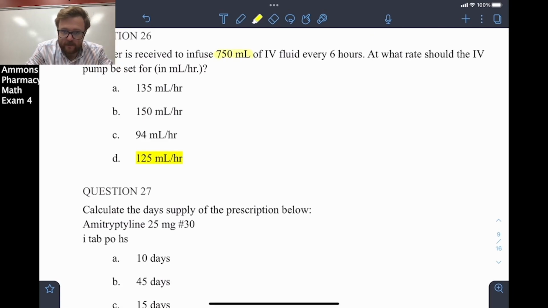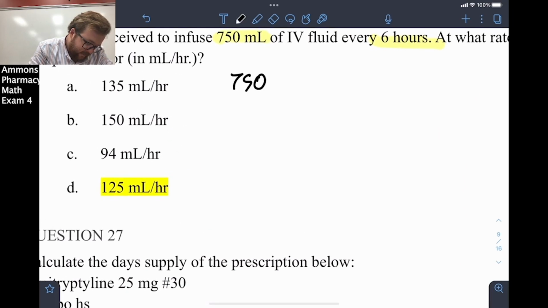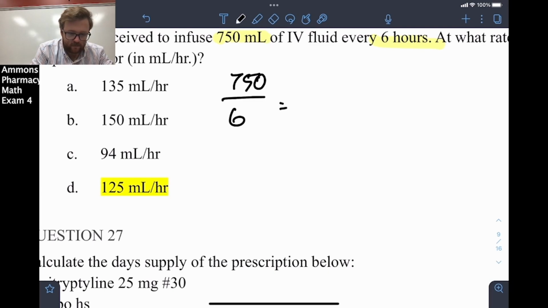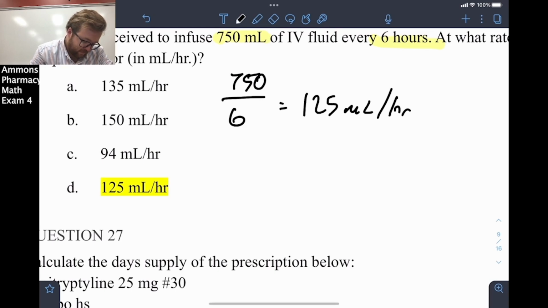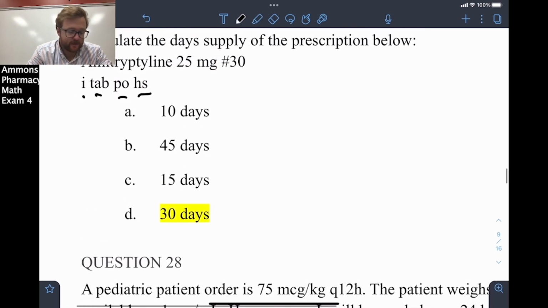750 milliliters every 6 hours. What should it be set for in mils per hour? We have 750 divided by 6. Boom. Day supply, amitriptyline 25, we're giving him 30. He's taking 1 tablet every night. So 1 tablet every night, obviously 30 days if we give him 30.